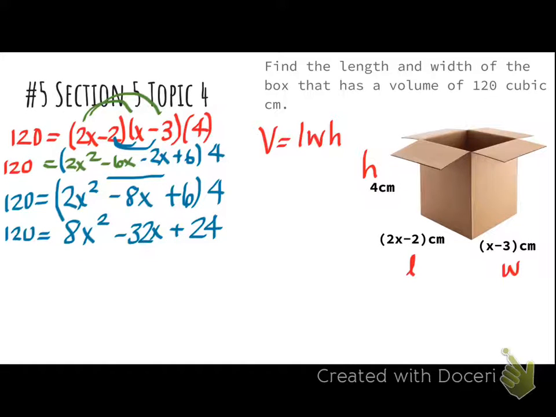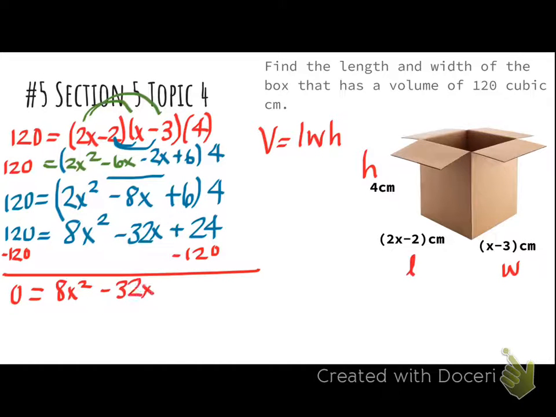Now what we have to do is we want to set this equal to 0 so we can use the zero product property. So we're going to subtract 120 from both sides. When we subtract 120 from both sides, we end up with 0 is equal to 8x squared minus 32x minus 96.